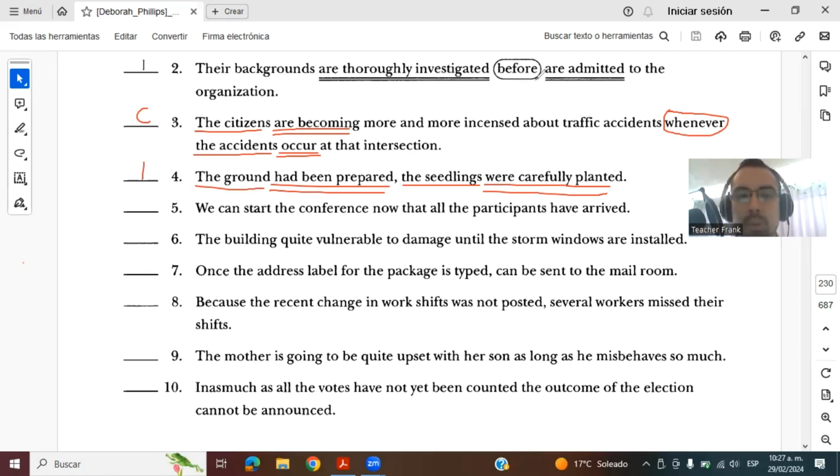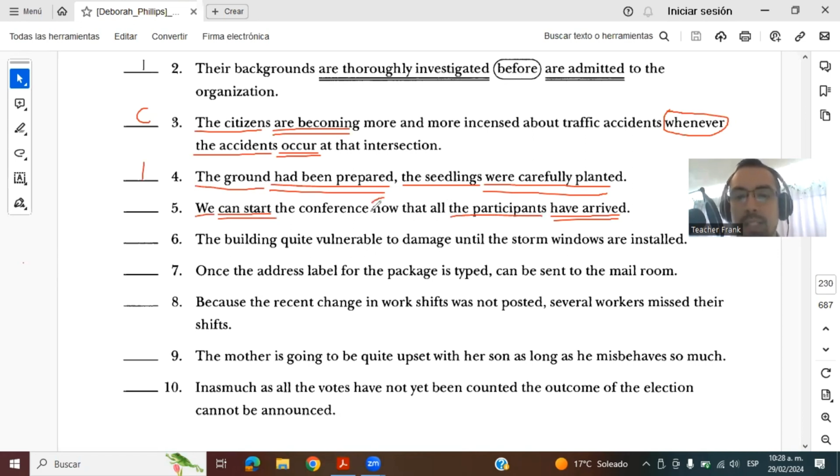Number 5 says, we can start the conference now that all the participants have arrived. So we have the verb, which is can start, right? And who or what can start the conference? We, right? And we have the other verb structure, have arrived. Who or what have arrived? The participants. Do we have a connector?